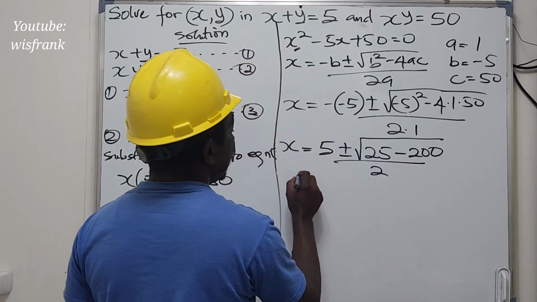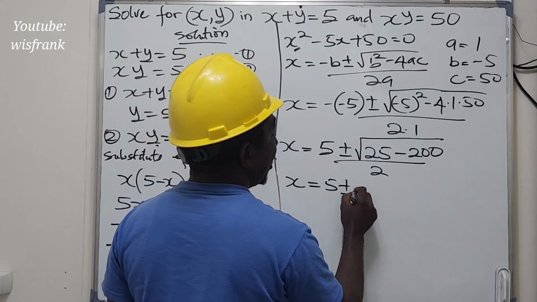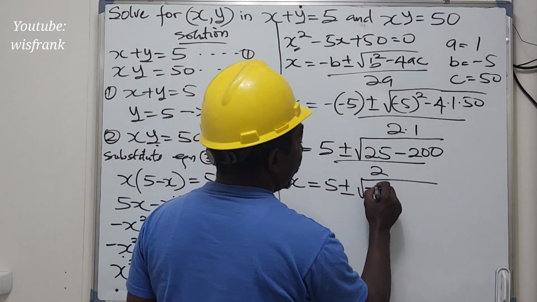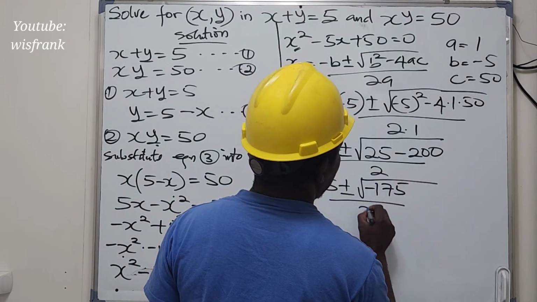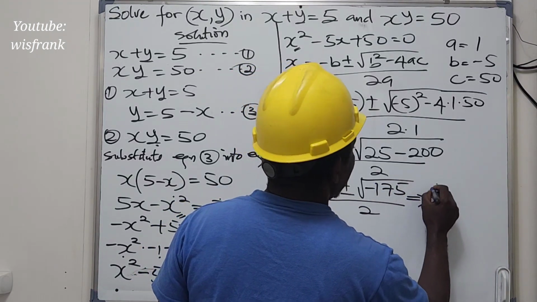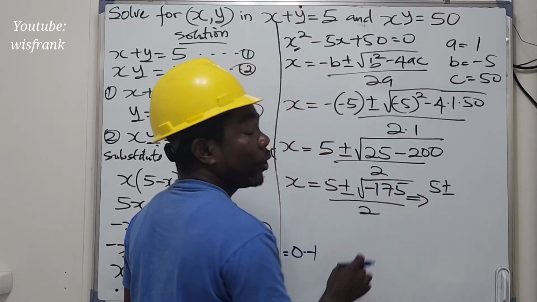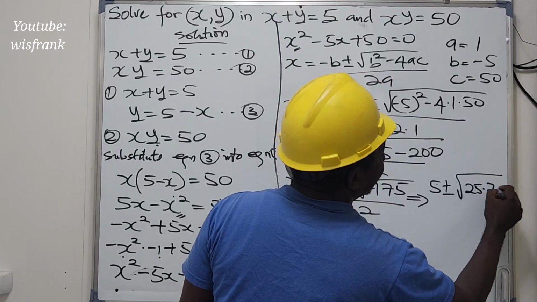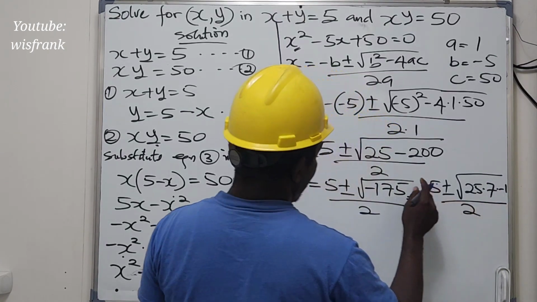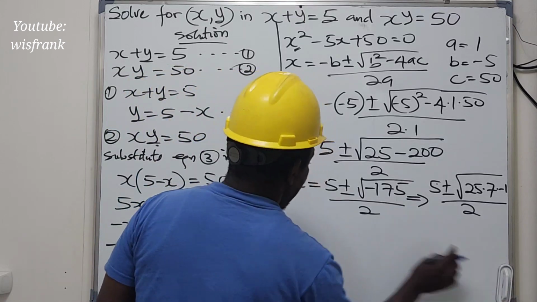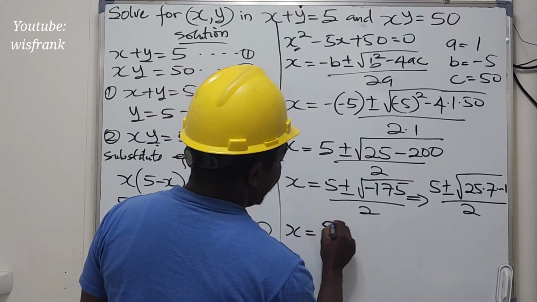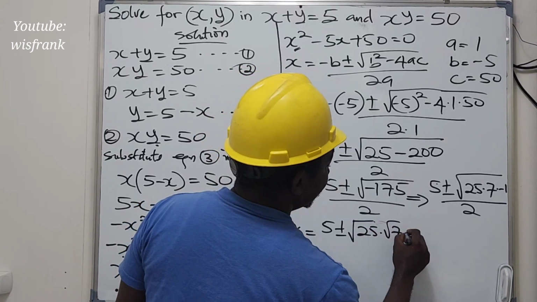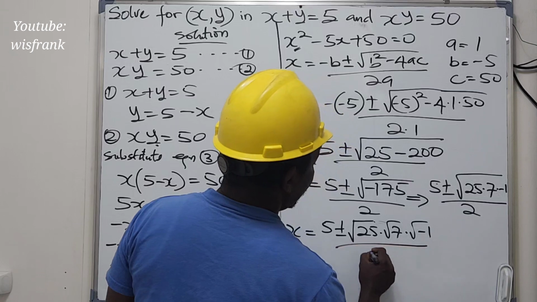This is the same thing as x equals 5 plus or minus the square root of 25 minus 200, which gives us minus 175, all over 2. This is the same thing as 5 plus or minus, the factors of 175 being the square root of 25 times 7 times minus 1, all over 2. So we can see that x equals 5 plus or minus the square root of 25 times the square root of 7 times the square root of minus 1, all over 2.